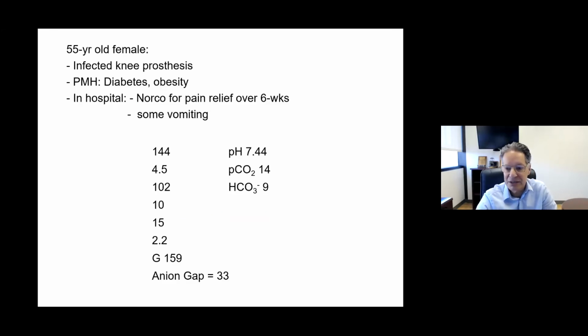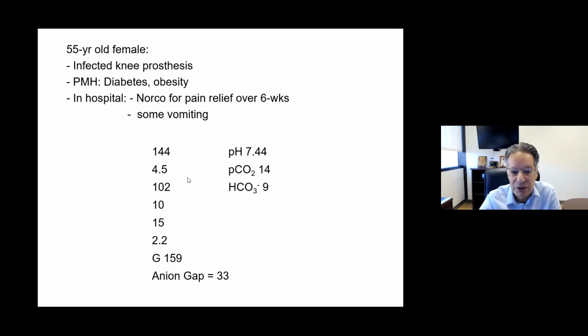I'm going to be presenting some intellectually interesting but unusual cases today, two of them actually. The first case is a 55-year-old female who was admitted with an infected knee prosthesis. She had a past medical history of diabetes and obesity. In the hospital, she was given Norco for pain relief over 6 weeks, and she had some vomiting.